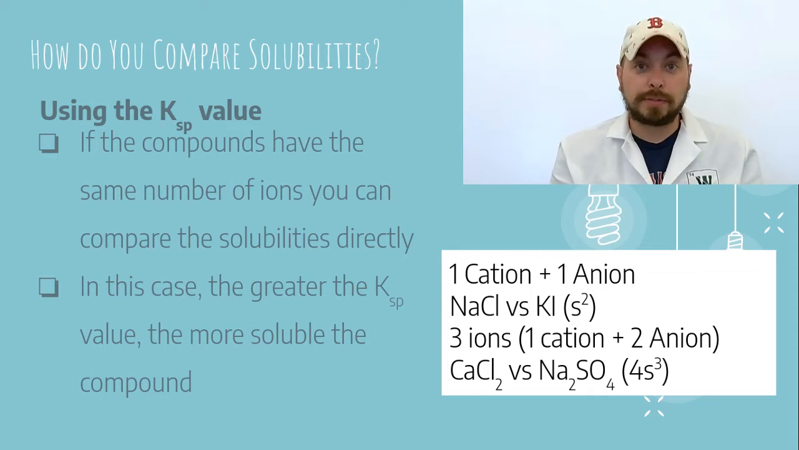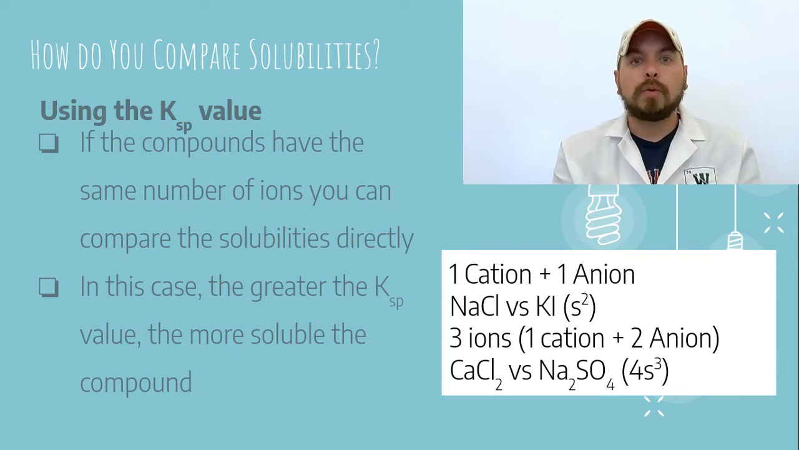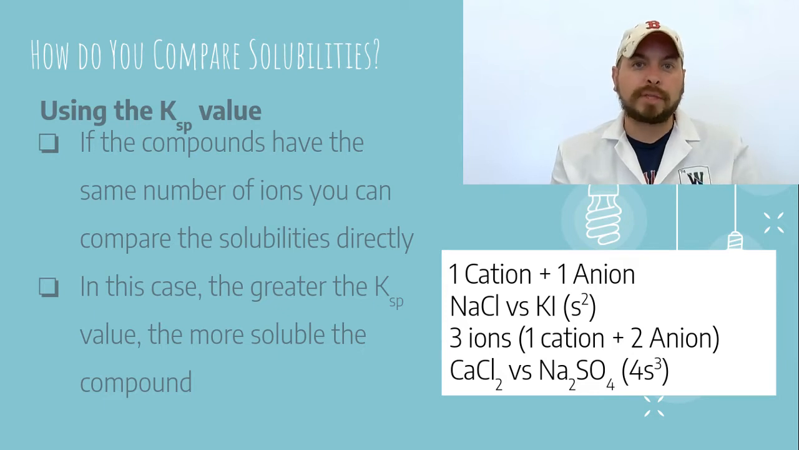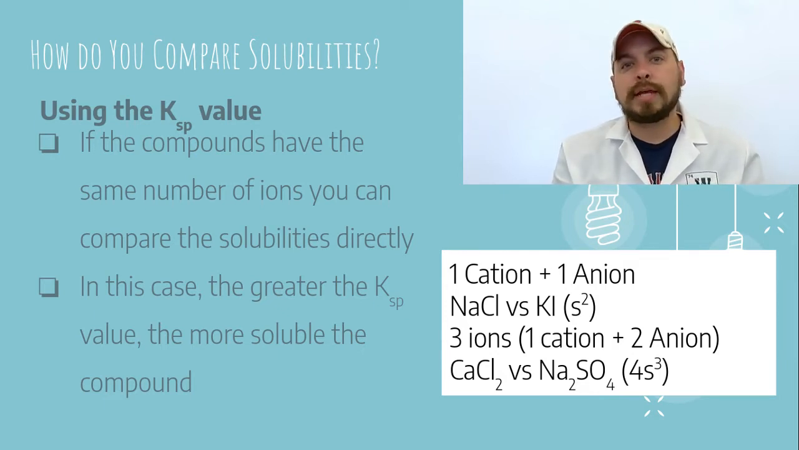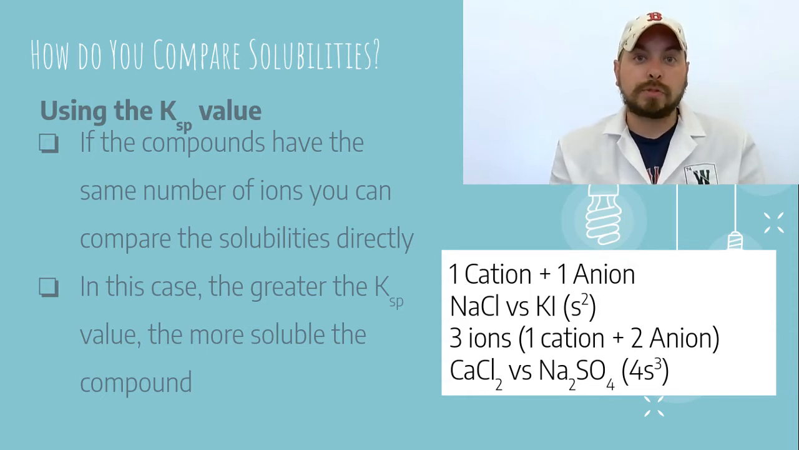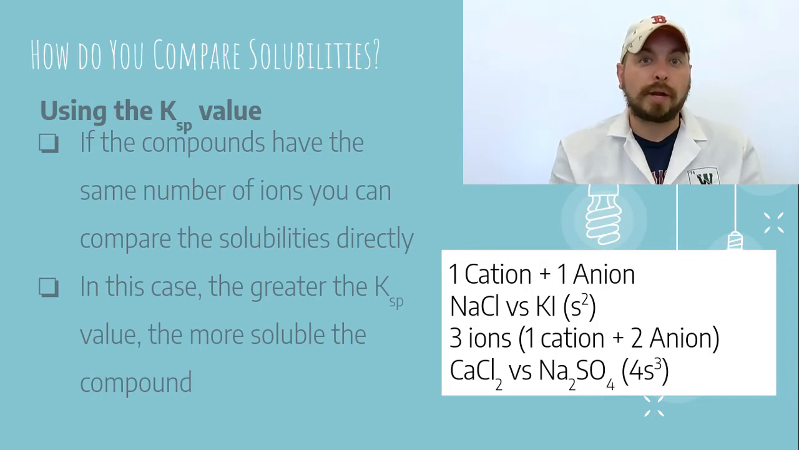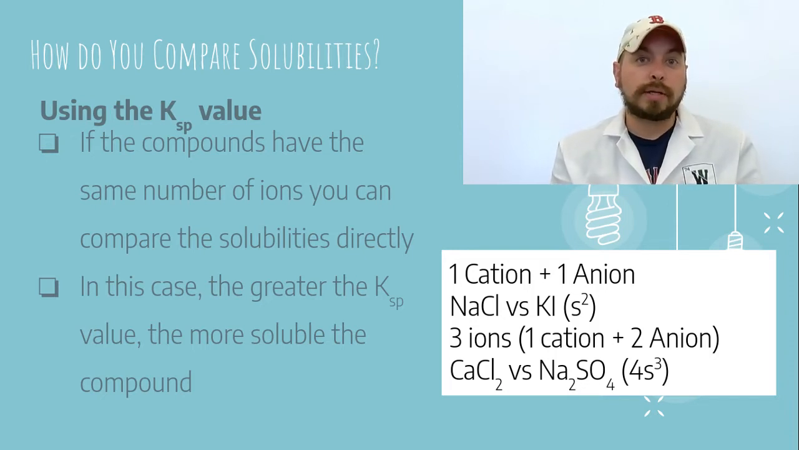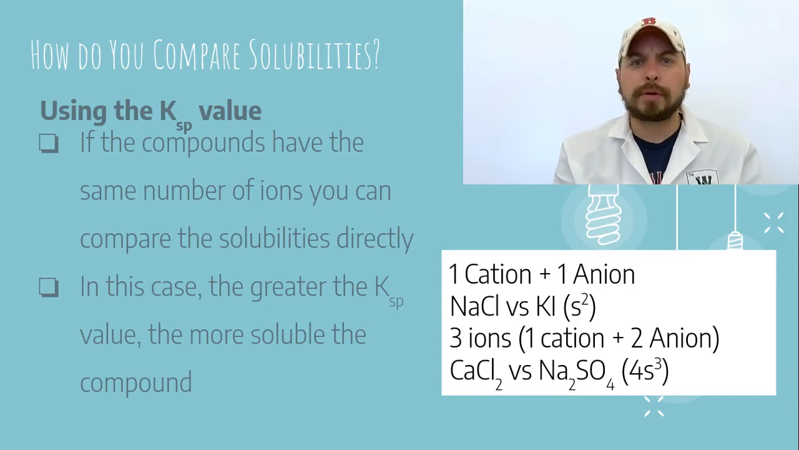The most important skill you're going to learn in this video is how to compare the solubilities of two different compounds. So assuming the compounds are being dissolved at the same temperature, one of the easiest ways to do this is simply by looking at their KSPs, but with the caveat that you can only do this if they have the same number of ions. For example, you can compare two compounds that have two ions, one cation and one anion. At the same time, you can compare two compounds that have three ions. So maybe one has two cations and one anion. The other has one cation and two anions. You could compare those as well.